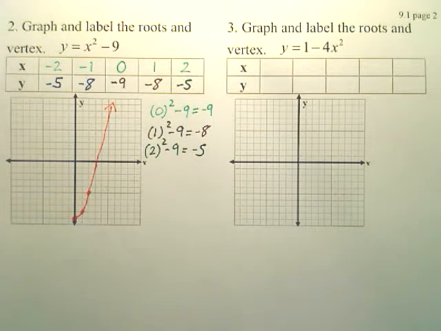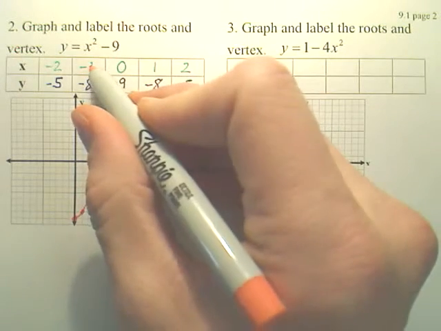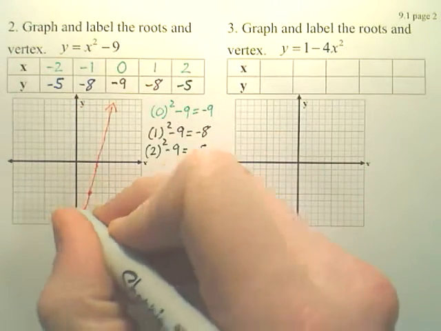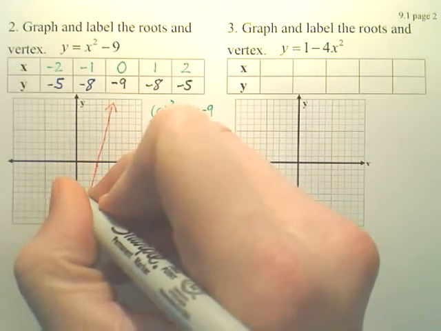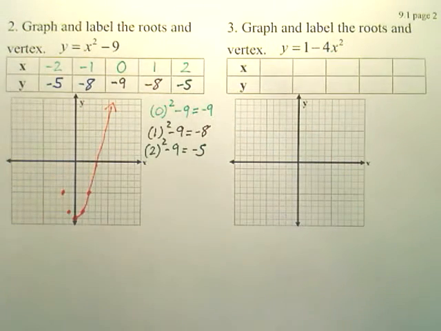Now, wasn't this symmetrical on the other side? Wasn't it like a U shape? So at -1, I'm also going to go 8 down. And at -2, I'm going to go 5 down. Do you see how I have a U-shaped kind of? It's symmetrical.